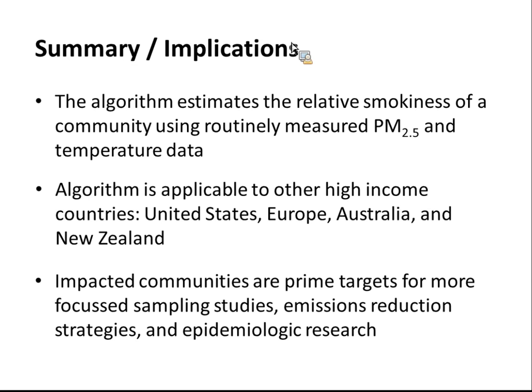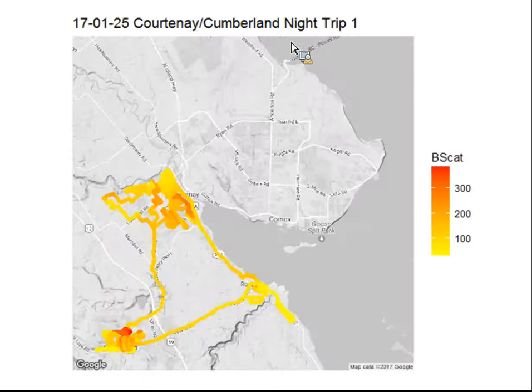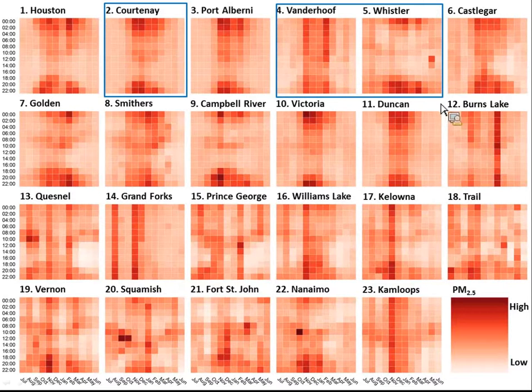I don't think, without this work, we would have identified Whistler, for example, as among the more smoky communities in the province. I mean, we kind of knew that Castlegar was a problem. Like, we know, again, anecdotally, that some of these places are wood smoke impacted, but other ones were kind of a surprise to us.